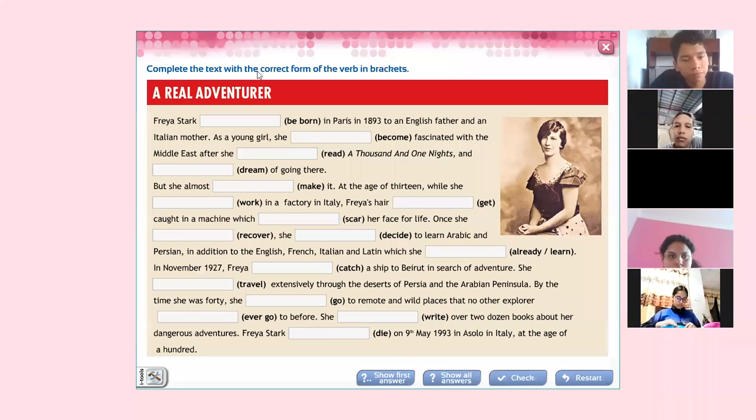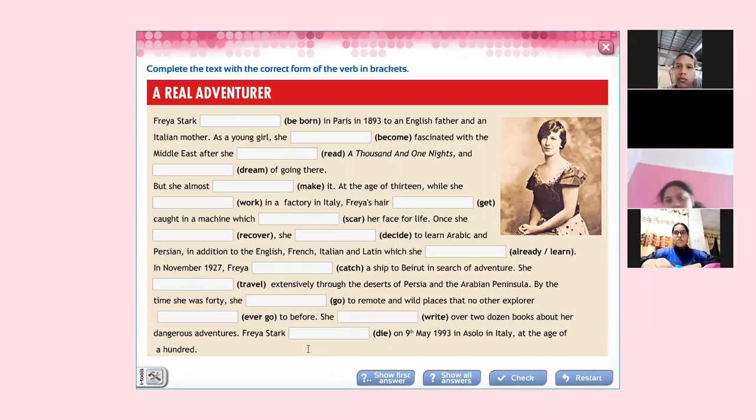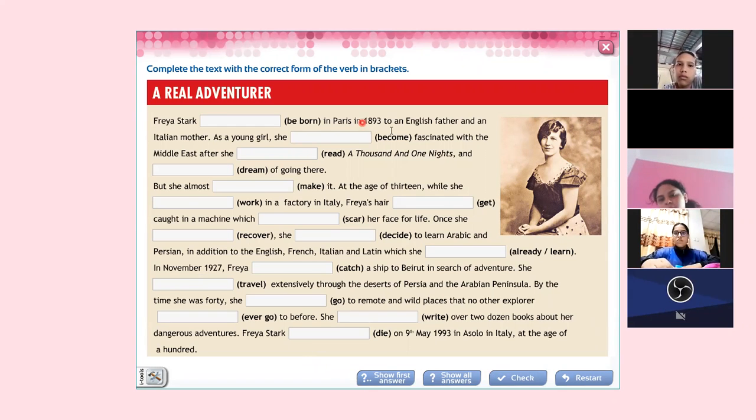A real adventure. Freya Stark. Wait a minute. Just give me a minute, please. So in conclusion, you are going to complete the information. You are going to use the verbs that you have in the brackets, in the parentheses. You are going to use simple past, past continuous or progressive, or past perfect. Start, please. Freya Stark was born in Paris.